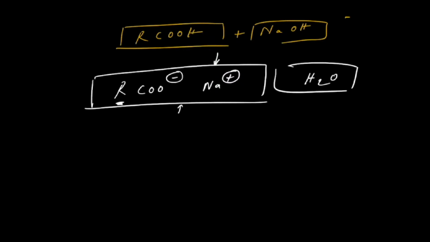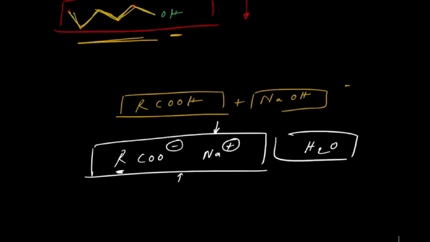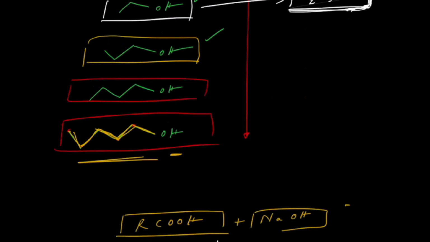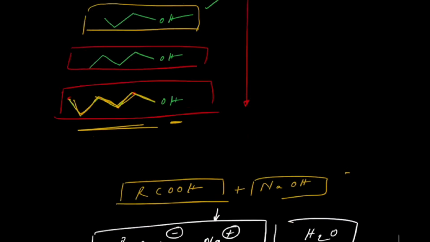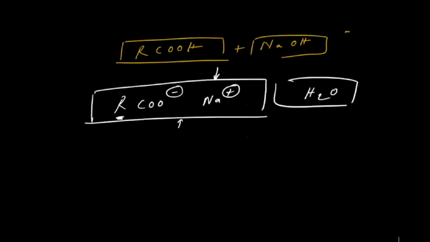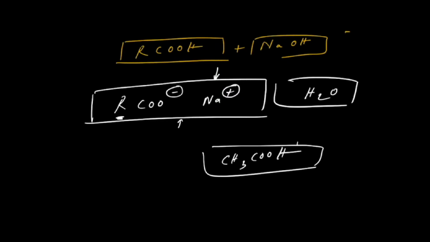Fatty means what? I just told you. As the carbon chain is increasing, it is becoming more and more oily. Oily and fatty are actually synonymous. So what is a fatty acid? If you have something like CH3COOH, it is not fatty or oily, because it will dissolve in water. It has COOH, so it will form hydrogen bonds and dissolve in water.